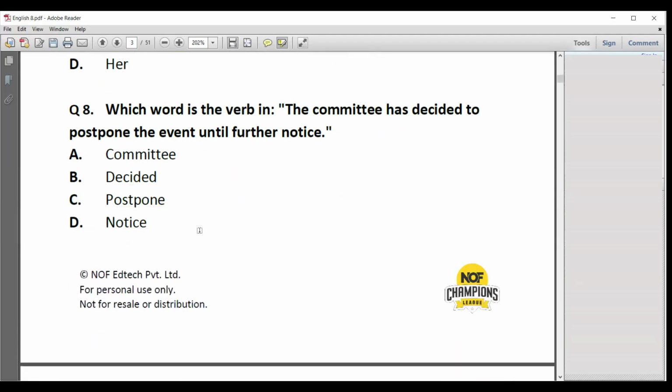Question 8. Which word in the sentence is a verb? The committee has decided to postpone the event until further notice. Option A, committee. Option B, decided. Option C, postpone. And option D, notice. The correct option is option B, decided. Decided shows the action performed by the committee.